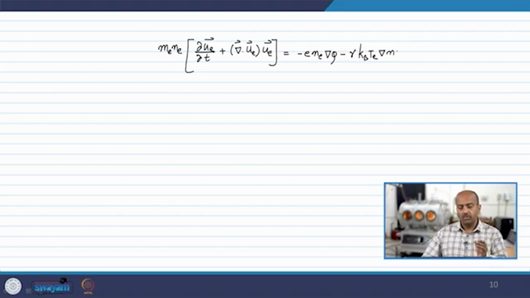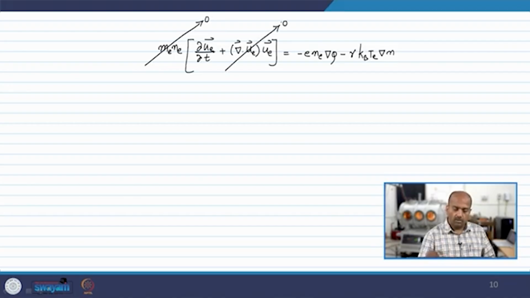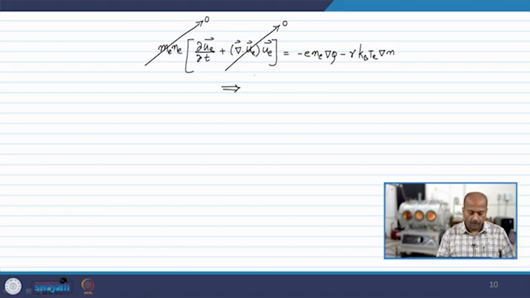Ions themselves are moving very slowly. So, we can neglect the electron inertia, and we can also neglect the advection term, which has a second order velocity in it. So, we can make this equal to 0, and we can also make this equal to 0. In that case, what we will be left with is e n_e ∇φ − γ k_B T_e ∇n = 0.